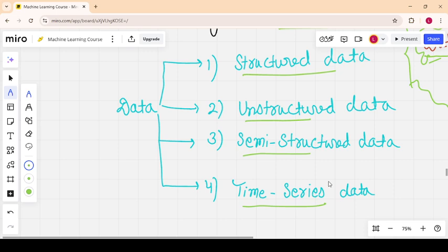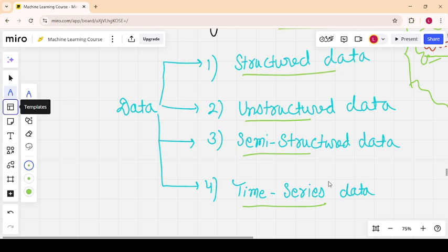In a semi-structured dataset, we have both components, structured as well as unstructured data. And in a time series dataset, we have observations which incorporate time. Like if we are talking about weather forecasting, we have a time. I will discuss these four types in depth in this lecture.